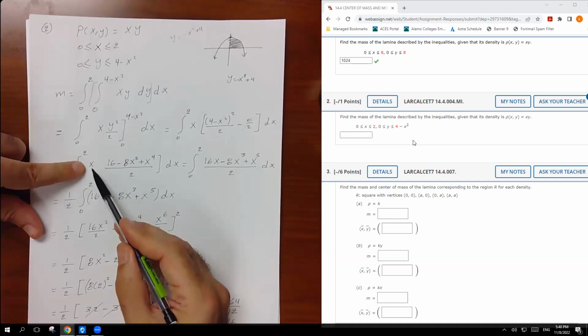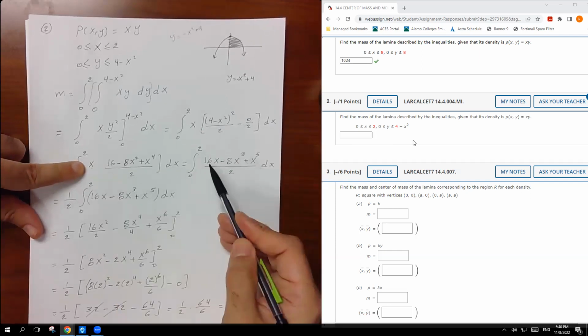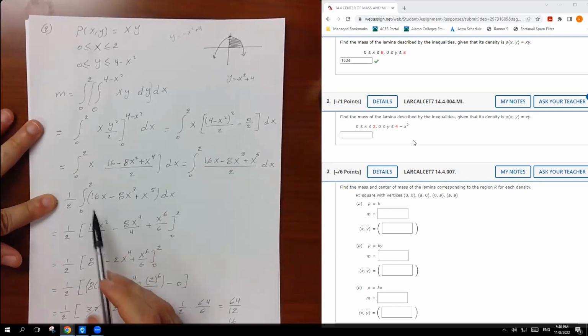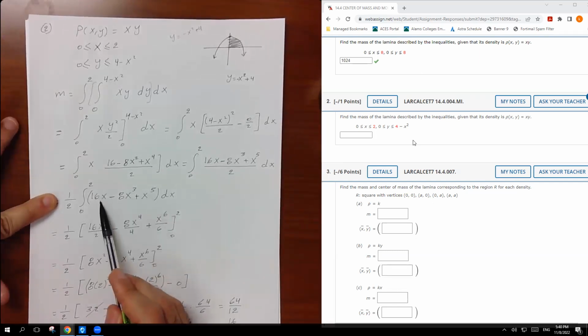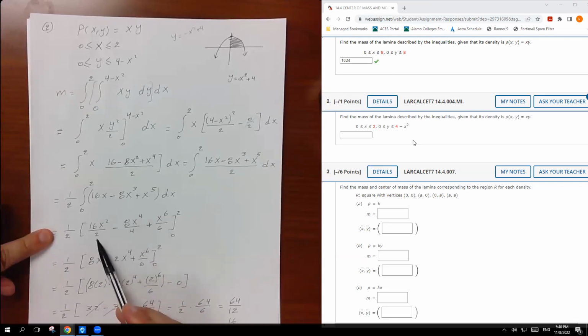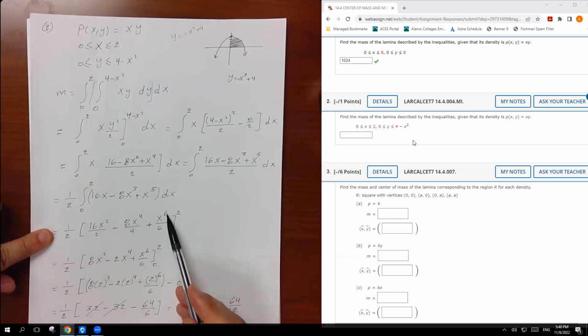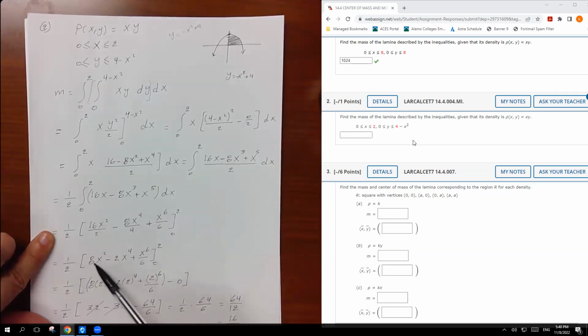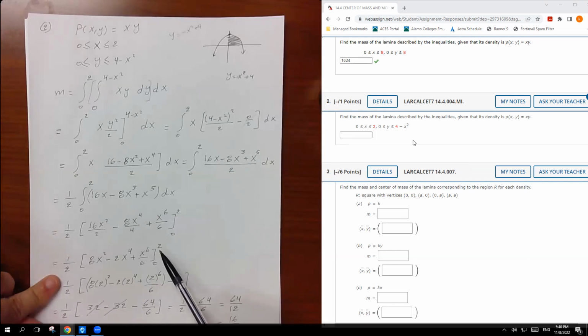What I did, I distributed the x: 16x minus 8x cubed plus x to the power 5. Then I took the 1 over 2 out. And I'm going to do the integral for each term. So it's going to be 16x squared over 2, 8x to the power 4 over 4, and x to the power 6 over 6. Simplify. So here's half times 8x squared minus 2x to the power 4 plus x to the power 6 over 6. Now we're going to plug in 2 minus 0.